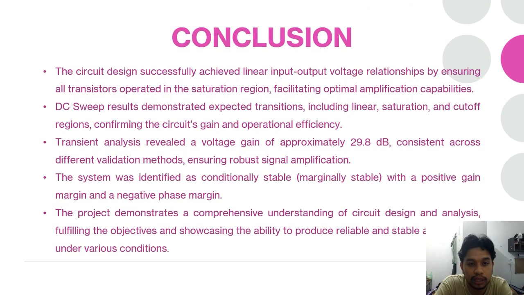Okay, for the conclusion, the circuit design successfully achieved linear input output voltage relationship by ensuring all transistors operated in the saturation region, facilitating optimal amplification capabilities. DC sweep result demonstrated expected transition, including linear, saturation and cutoff regions, confirming the circuit's gain and operational efficiency. Transient analysis revealed a voltage gain of approximately 29.8 dB, consistent across different validation methods, ensuring a strong signal amplification.